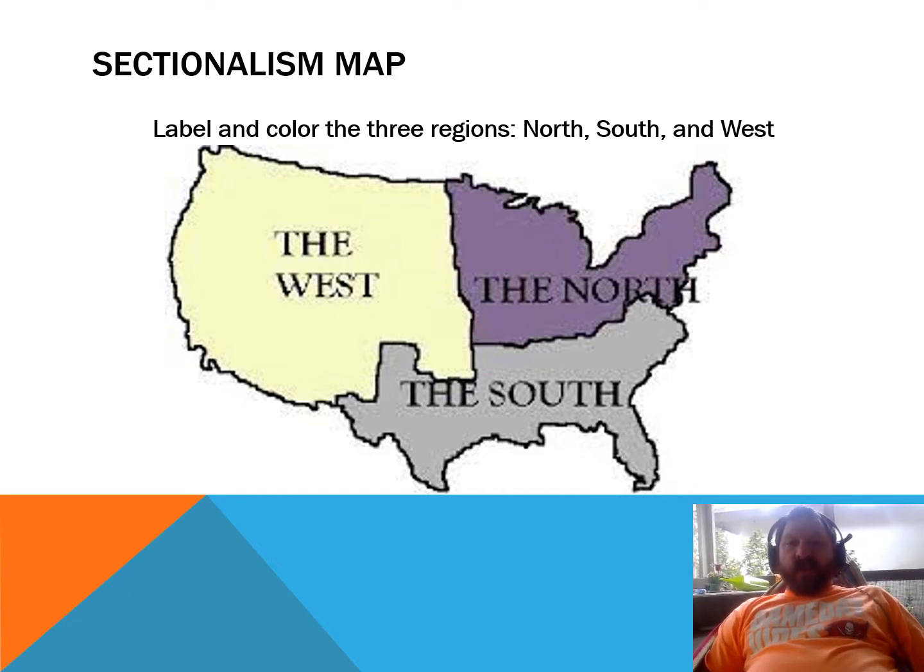Okay, so again, go ahead, take a moment, pause the video, make sure you have your 3 different colored pencils. Go ahead and color in each one of these sections, and again, label it, either label the west, the north, and the south.